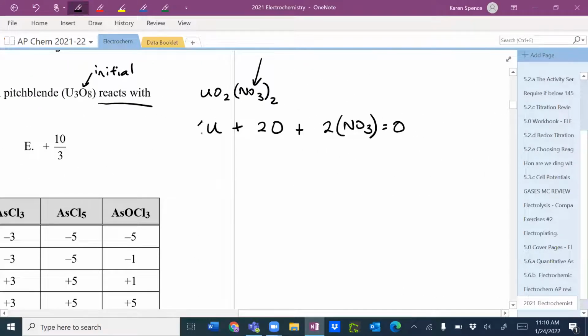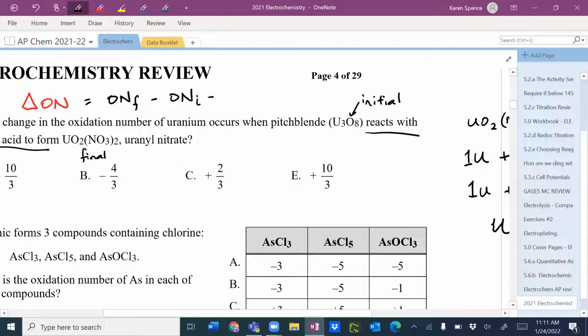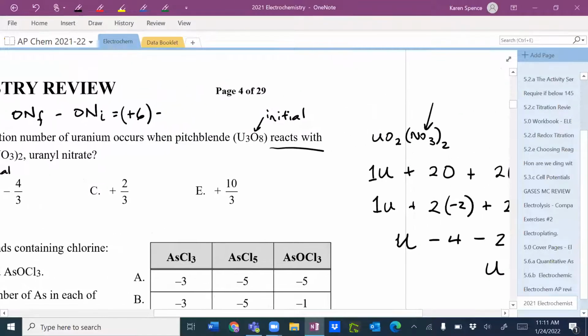So I have 1 U, 2 oxygens, 2 nitrates equals 0. So 1 U plus the oxidation number of oxygen, which is -2, plus the oxidation number of nitrate as a group, remember nitrate is just -1, equals 0. So I get U - 4 - 2 equals 0. And so U is equal to +6. So that's my final, +6, minus my initial. This one should be a little easier.